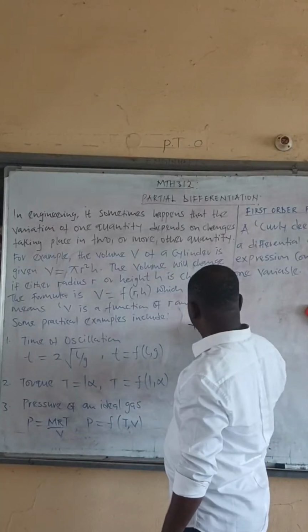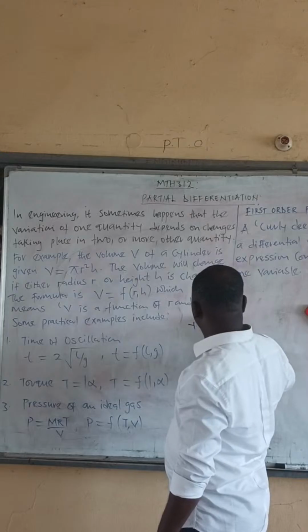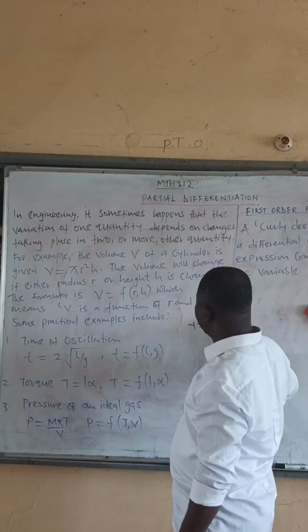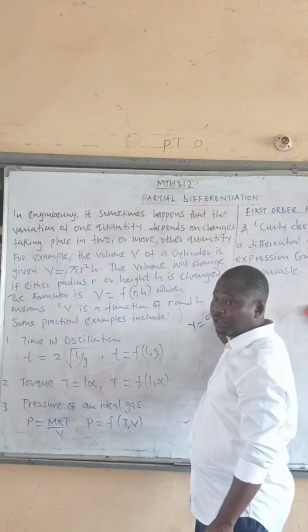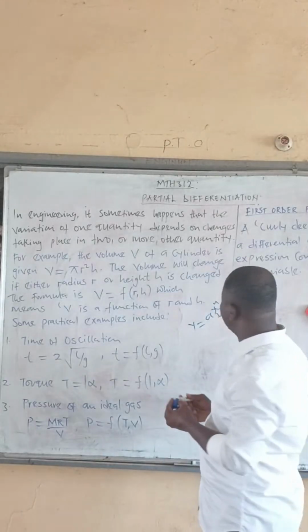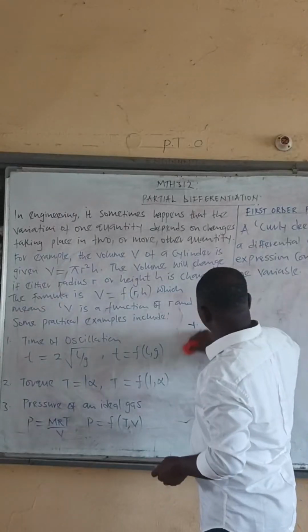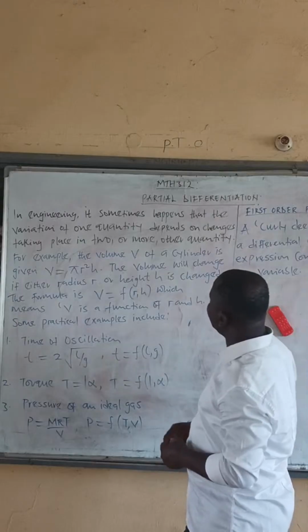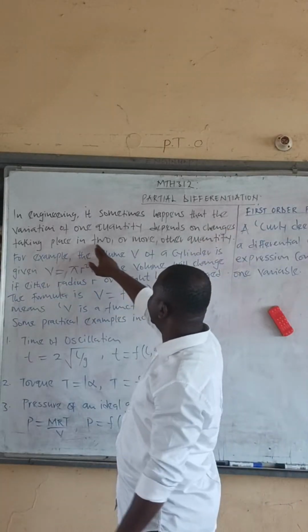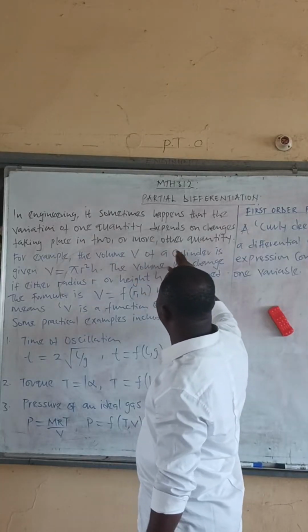y equals ax raised to power n. This is the independent variable. True or false? This is the dependent variable. That is what it means. It depends on changes taking place in two or more other entities.